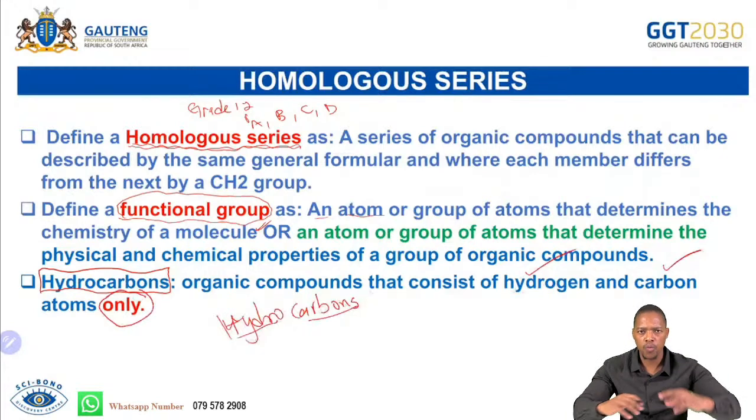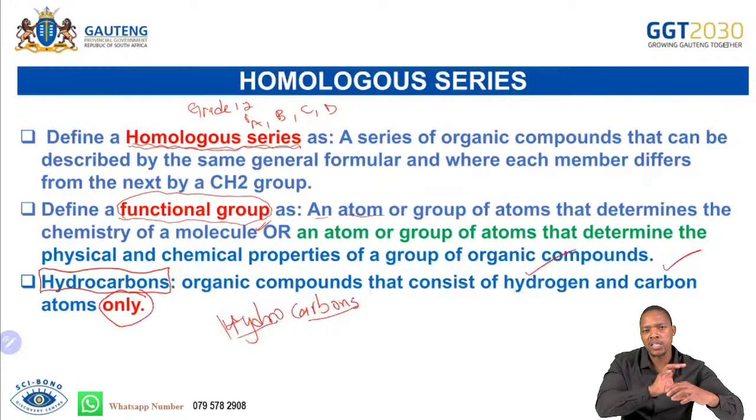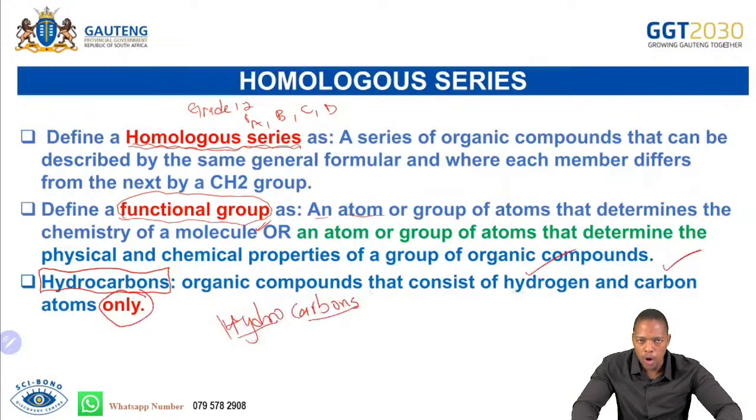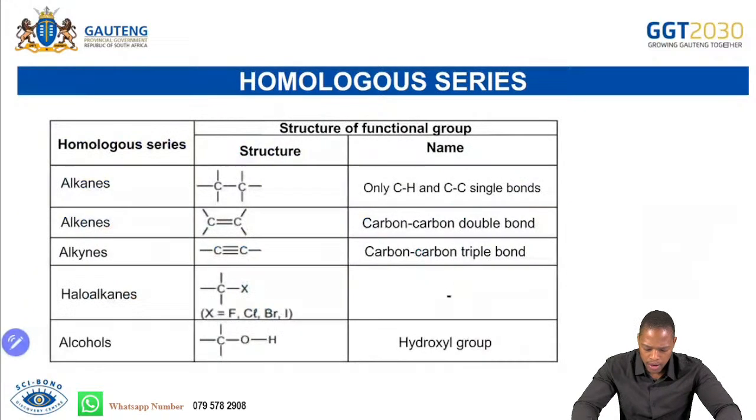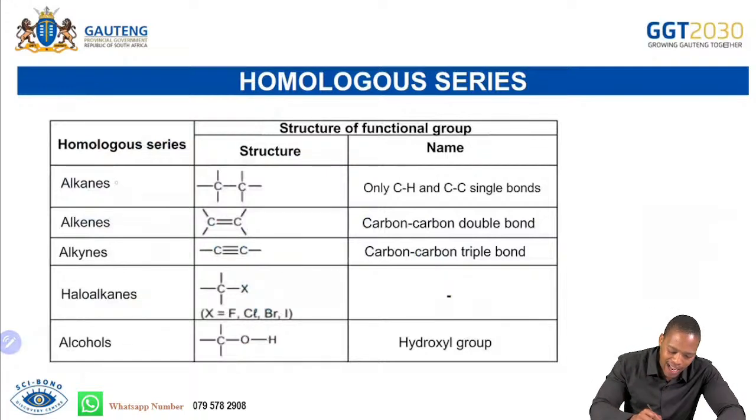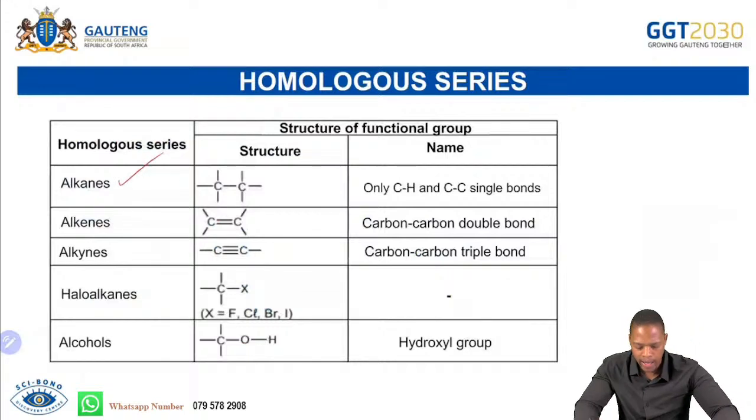So again, grade 12, we have a homologous series and we have a functional group. A functional group tells me to which homologous series a compound belongs. So let's go and look at our homologous series. We have 9 of them, and they go as follows. The first ones are called alkanes.